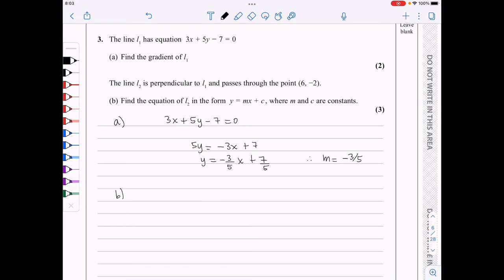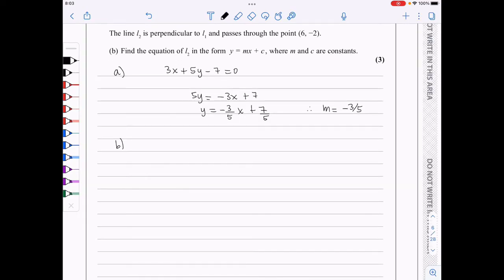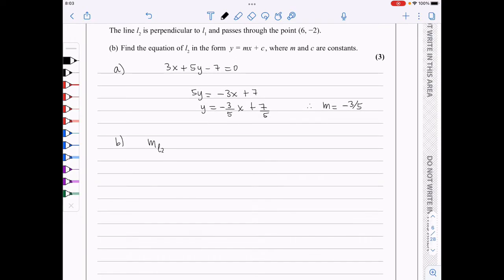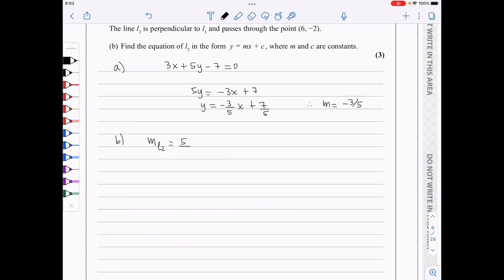In part B, we've got the line L2 being perpendicular to L1 and passing through 6, negative 2. And we need to find the equation of L2. So I will start by saying that the gradient of L2 can be derived from the gradient of L1 because we know that if two lines are perpendicular, then the product of the gradients is minus 1. So the gradient of L2 should be 5 over 3. Remember that we flip and we change the sign.